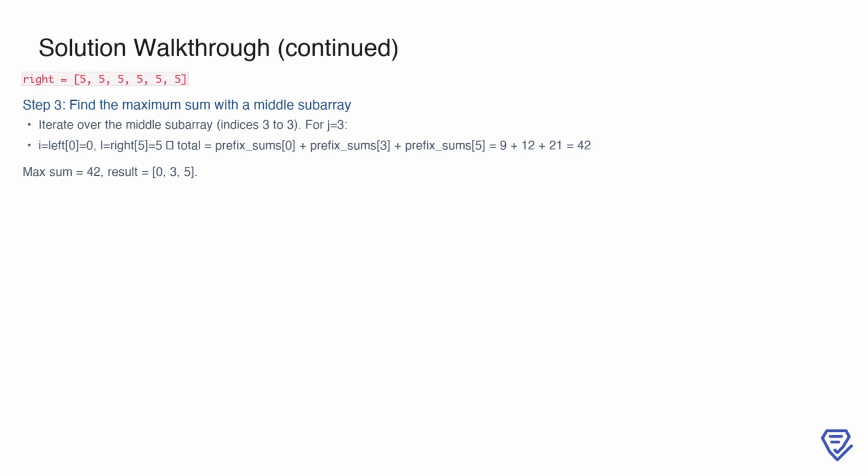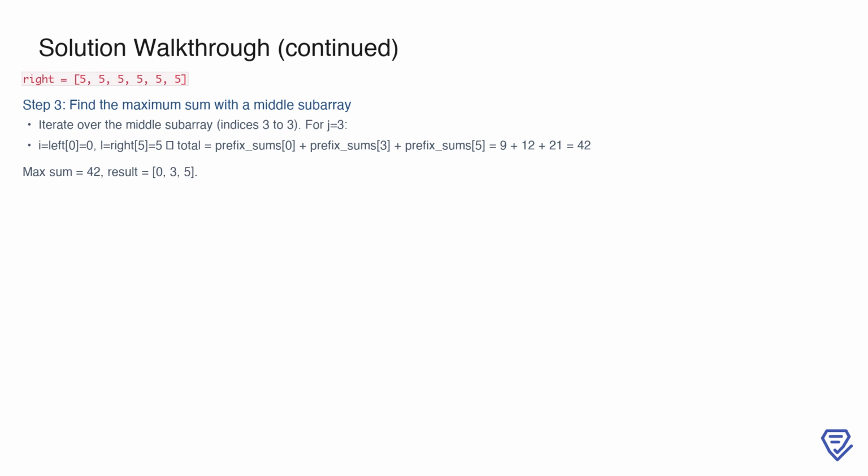Using the left and right arrays, we find that the optimal left subarray starts at index 0, and the optimal right subarray starts at index 5. The total sum is calculated as the sum of the left, middle, and right subarrays, prefix_sums 0 plus prefix_sums 3 plus prefix_sums 5, which equals 9 plus 12 plus 21, giving a total of 42.